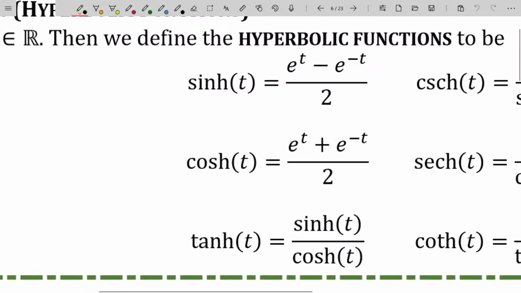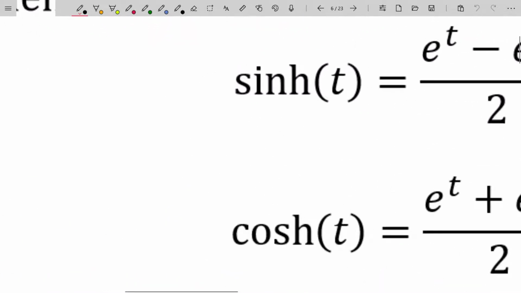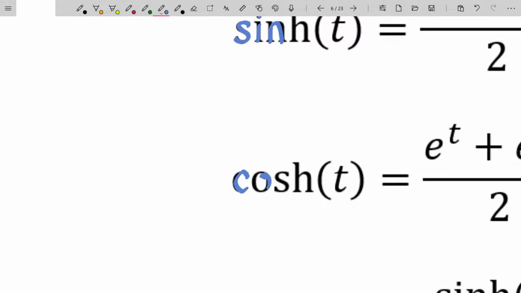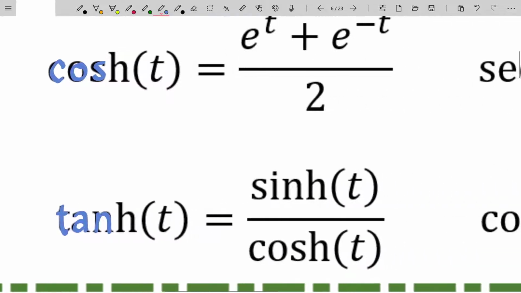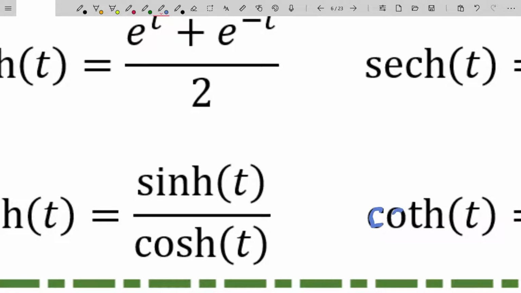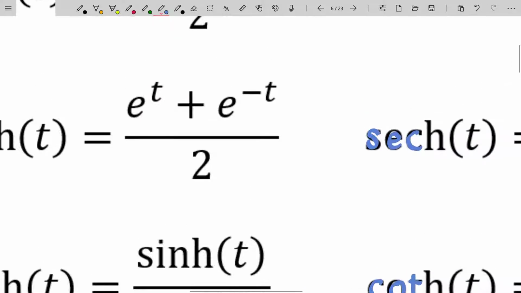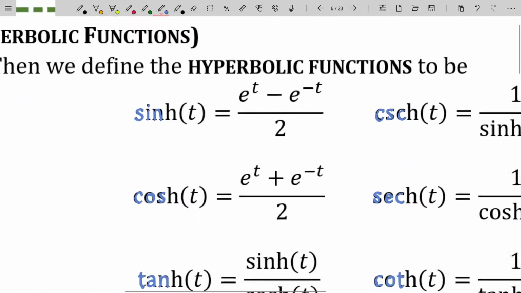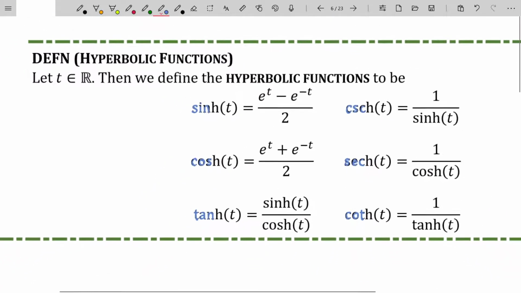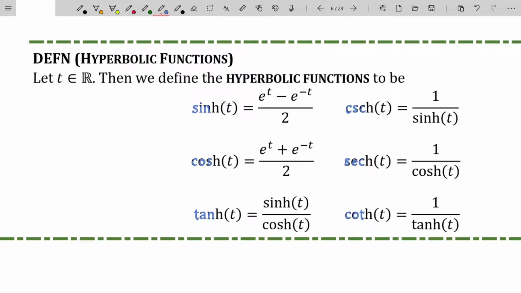Notice they look, before I start naming them, notice they look very much like the original trig functions. We have what looks to be a sine, we have what looks to be a cosine, and so on and so forth down the line. It looks like we have all the regular old trig functions. But these are not trig functions because they're not based on the unit circle. But they're very close.